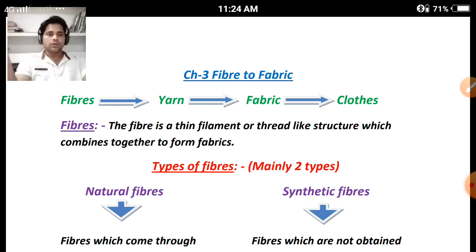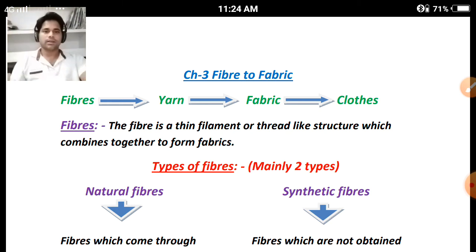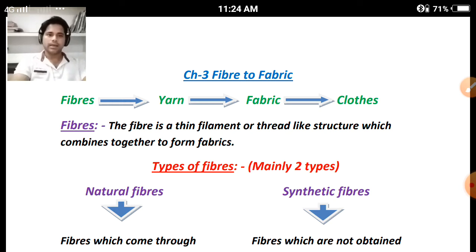Here a flow chart is given, going from left to right. When we come to the extreme right, the clothes we wear are made from fabric, and fabric is made from yarn, and yarn is made from fibers. So it means fiber is the fundamental unit of the clothes that is used to make fabric. Clear? So first of all we are going to discuss the definition of fibers.